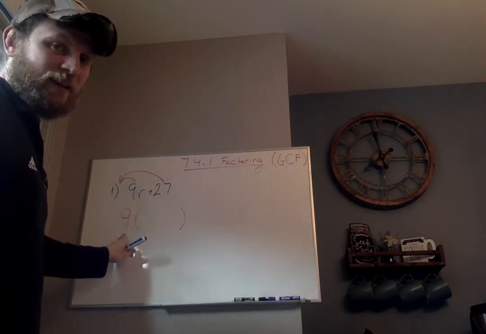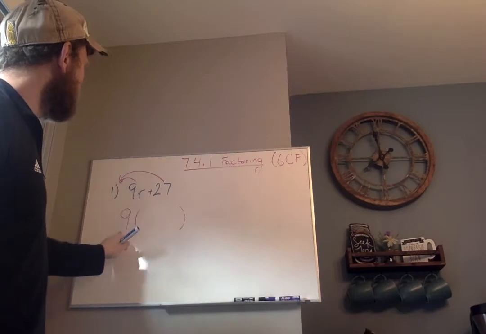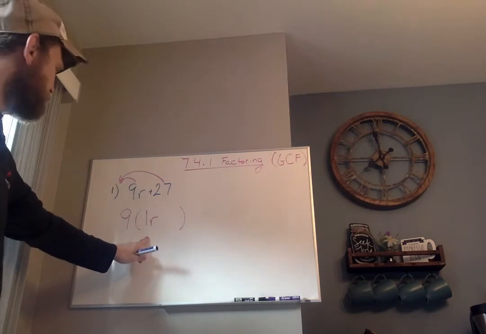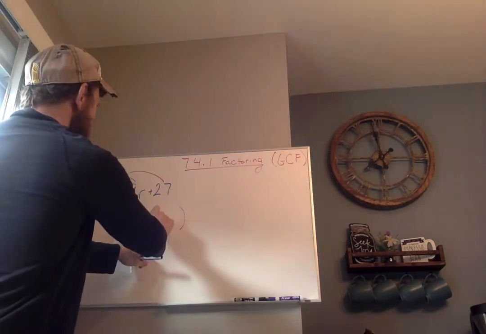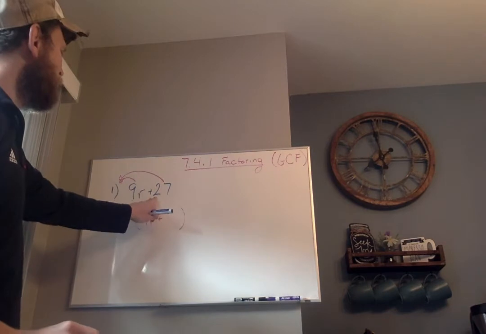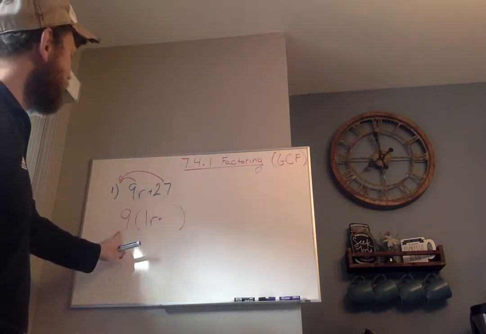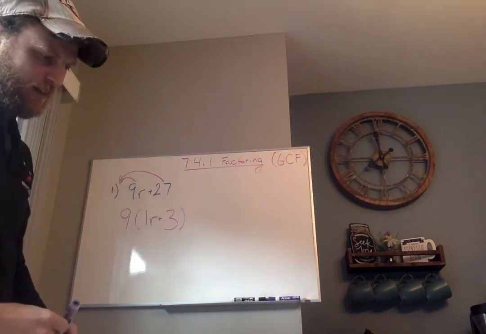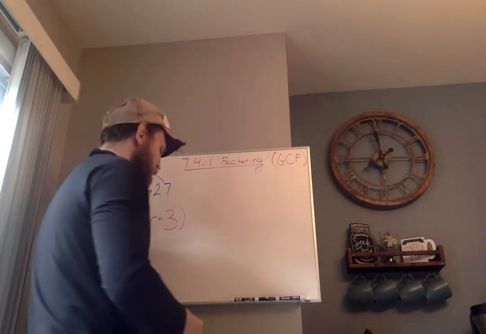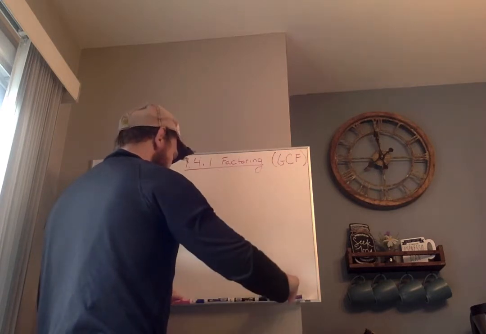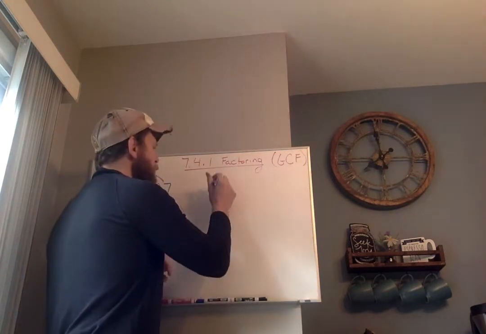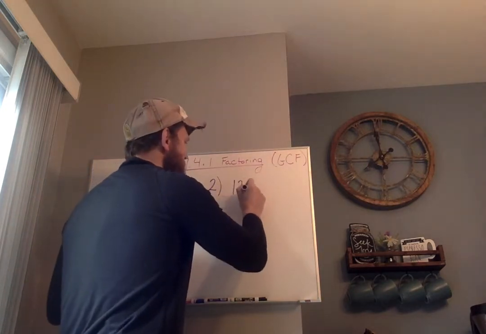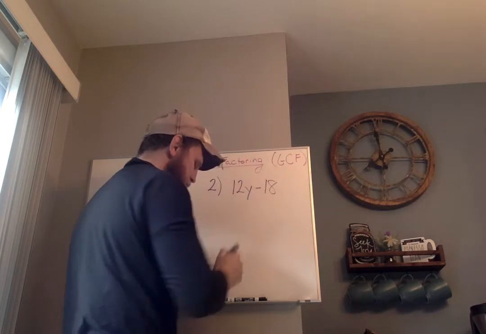Once I figure that out, I do 9 divided by 9 is 1, okay? This sign stays the same here because it's positive. 27 divided by 9 is 3. And that's my answer. Okay? So let's go ahead and look at number 2. Number 2 says 12y minus 18.